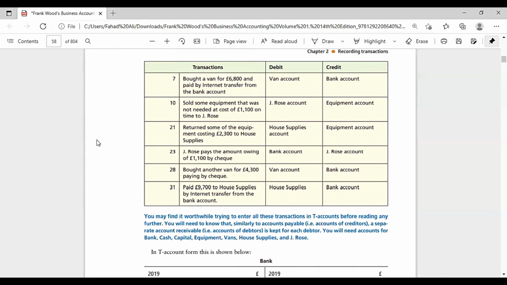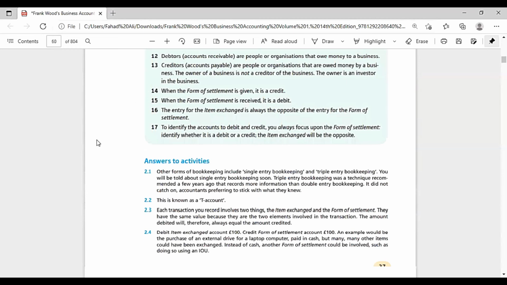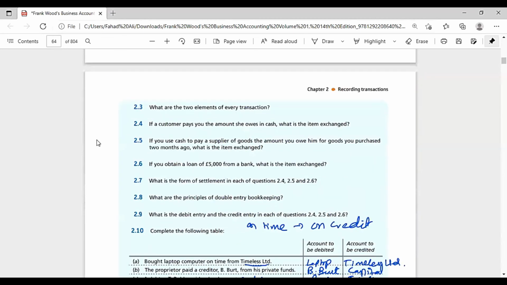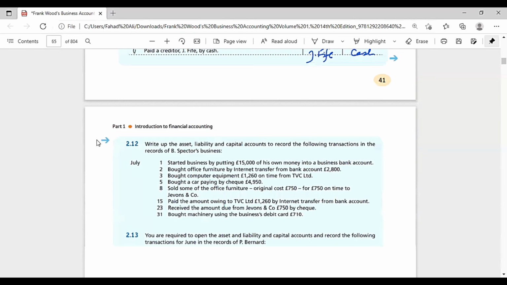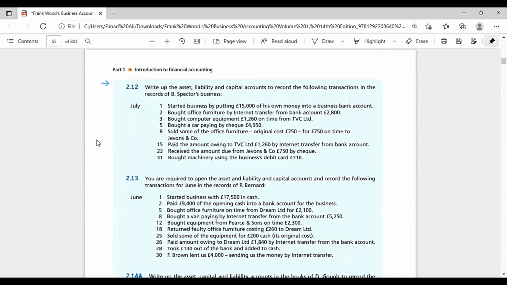Paid another van for 4300 by check, so van debit and bank credit. Paid 9700 to house supplies by internet transfer from the bank account: house supplies debit and bank account credit. I hope there will be no questions so far. Everything will be clear until now. Yes, sir, everything's clear.